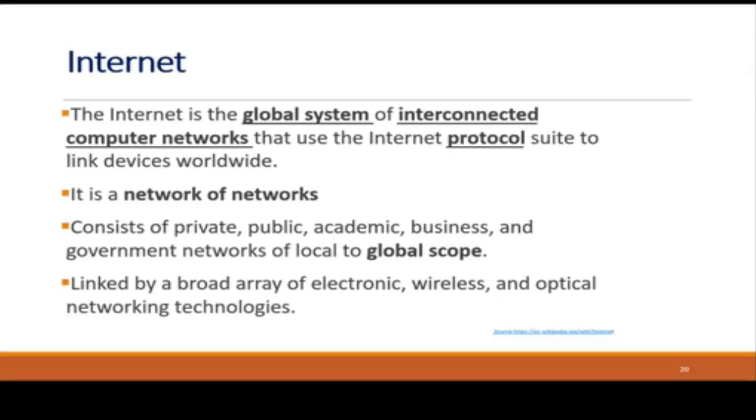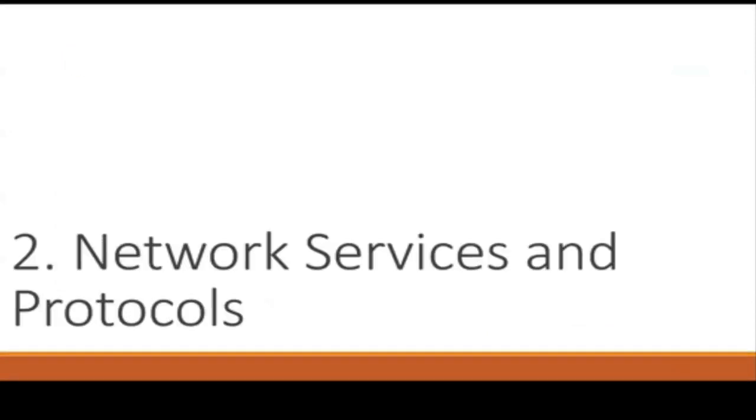It is linked by a broad array of electronic, wireless, and optical network technologies. The internet is the biggest WAN that we have. The World Wide Web runs on the internet. It is the biggest WAN in the world, with an uncountable number of devices connected together to do communication and work. So the internet is the hugest WAN. Are you ready to do the quiz?